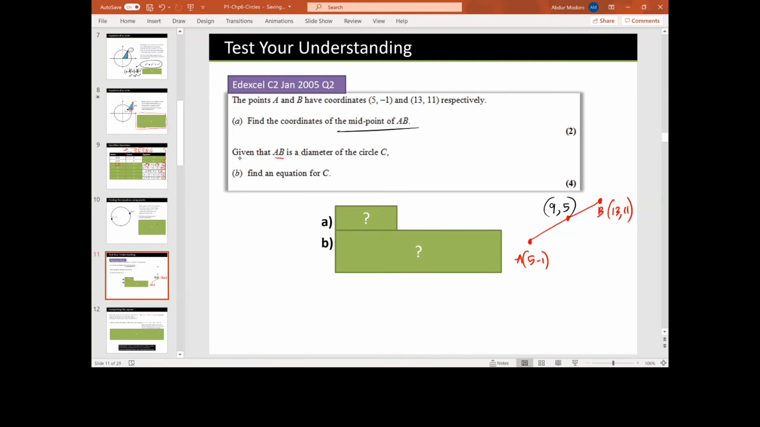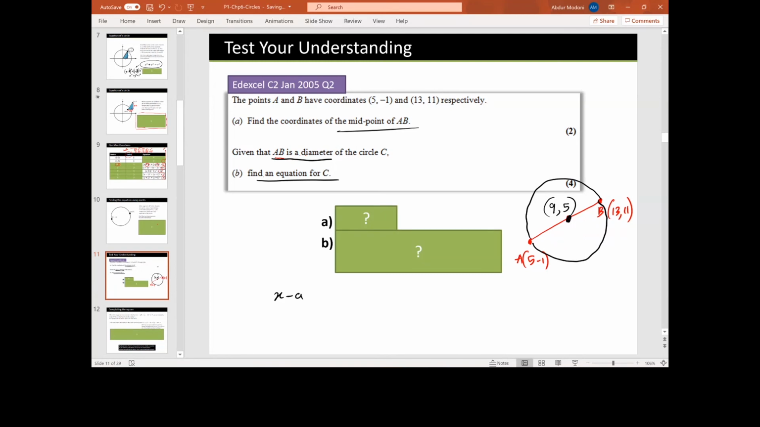Part B, so again we're doing line by line maths. AB is the diameter. So if this is the diameter, then (9, 5) must be the what? It must be the center of the circle. Because remember, a diameter goes through the center of a circle, and if we know the midpoint of that diameter, then that will be the center of the circle. So now I've added more to my diagram. Now it says find the equation of C. We added to the diagram from the previous line.